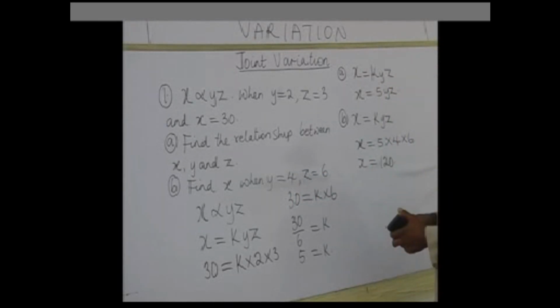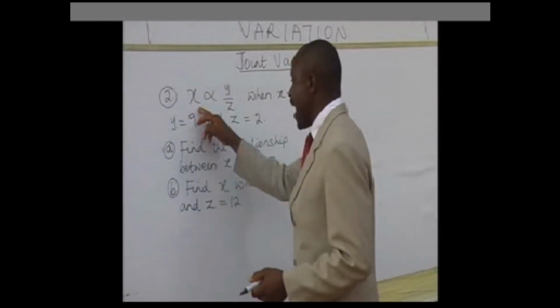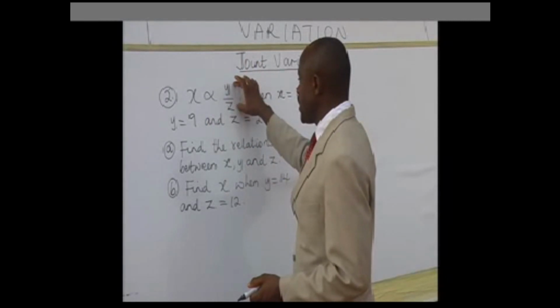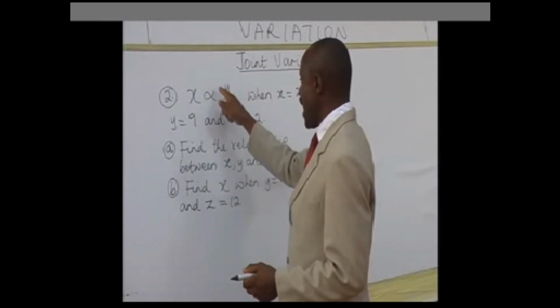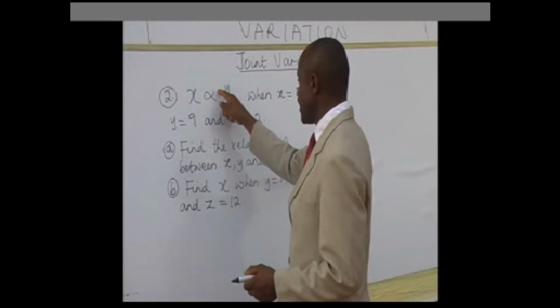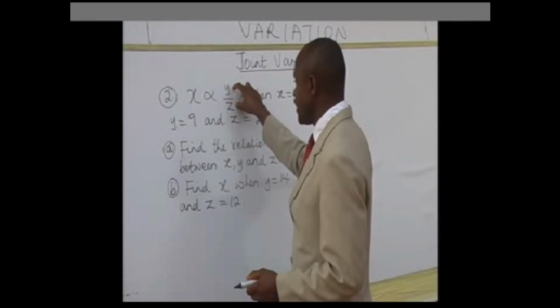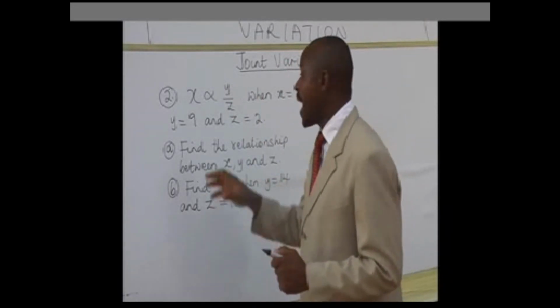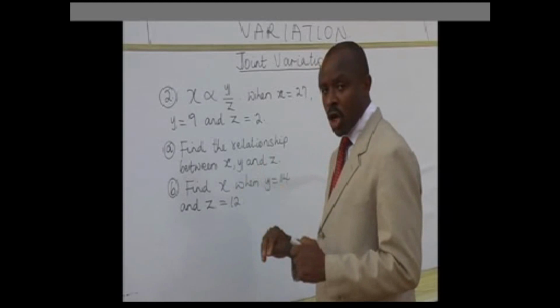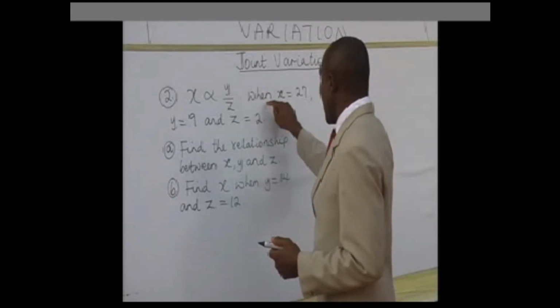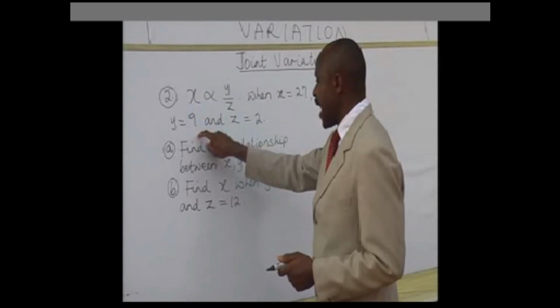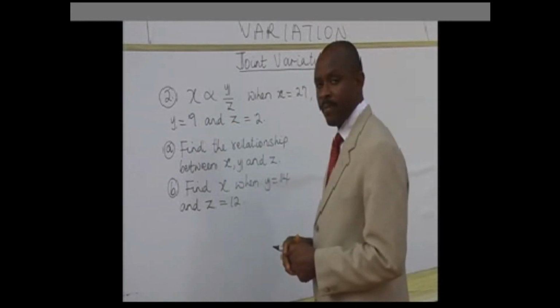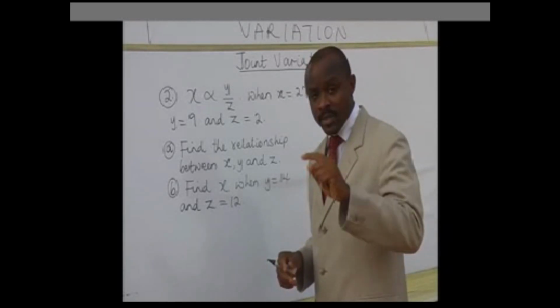And that has brought us to the end of the first question on our joint variation. The second question says that x varies jointly with y and z in this form. Remember, the first question said x varies directly with y, z. But this is the fraction form of joint variation. So pay attention to also know how to handle the fraction form of joint variation. When x is 27, y is 9, and z is 2, we must find our constant.